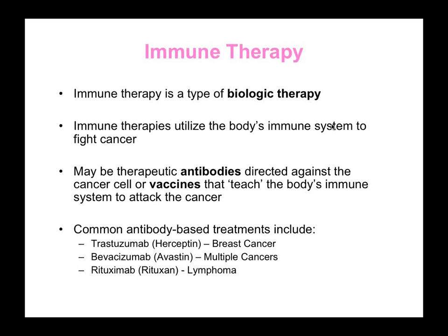But certainly I'm sure most of you are familiar that trastuzumab or Herceptin has really made a big impact in HER2-positive breast cancer, and then bevacizumab or Avastin is another type of antibody treatment used for the treatment of multiple cancers, and of course it has been studied quite extensively in breast cancer and ovarian cancer.